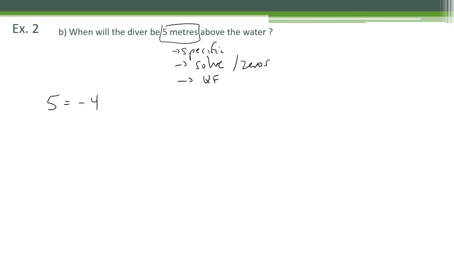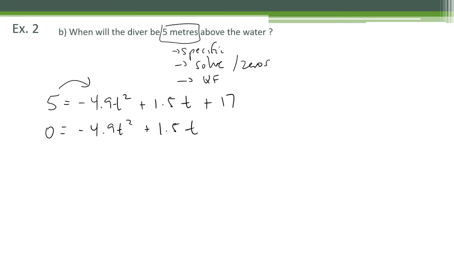So 5 equals negative 4.9t squared plus 1.5t plus 17. Bring that over, it becomes negative 5. Skipping a step here, 17 minus 5 is obviously 12. Again, you see 0. That does not look easily factorable. Quadratic formula. There's your A, there's your B, there's your C. Again, just to practice, pause the video, try this on your own, come back when you're done.